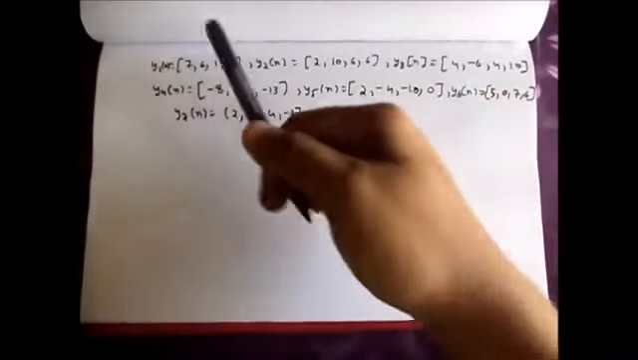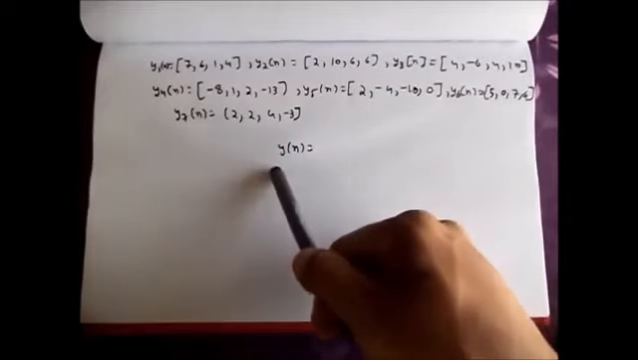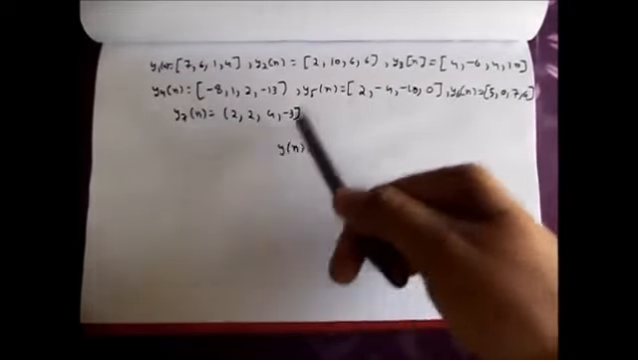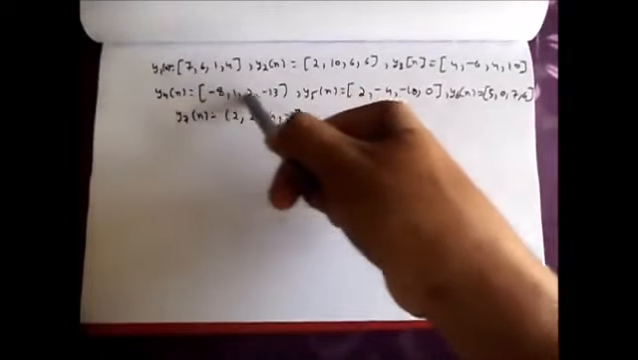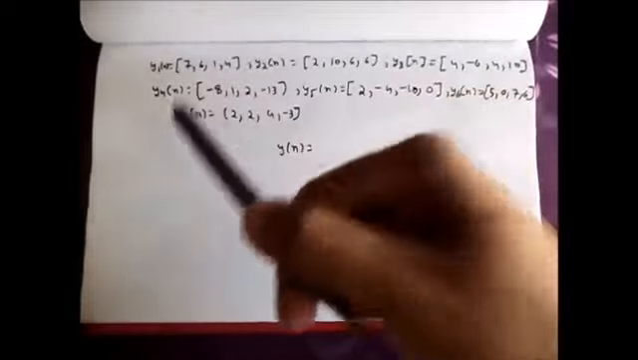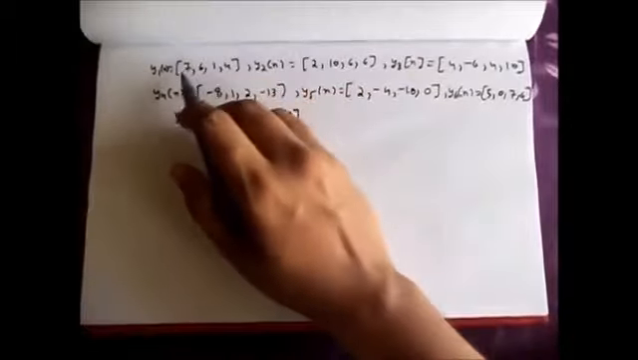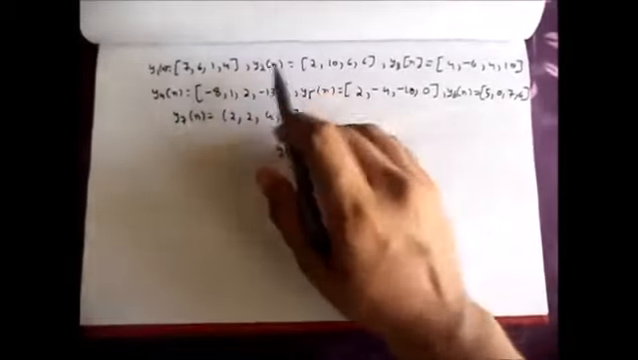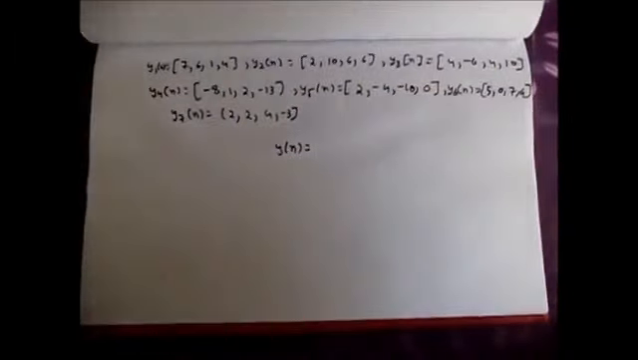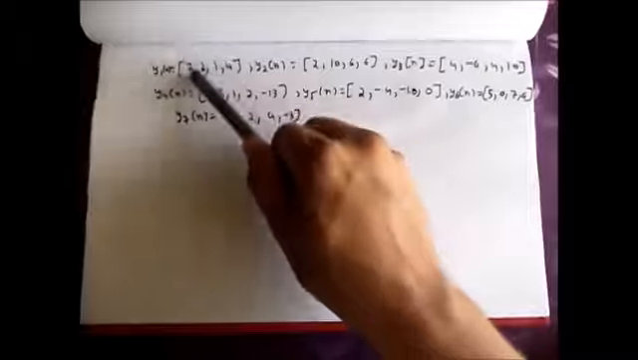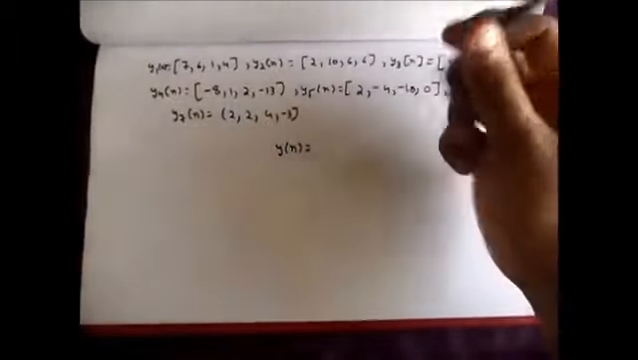Now we have successfully found the output data blocks for each input data block, and now we have to find the final output, that is y of n. So the final output y of n is obtained by discarding the initial m-1 samples from each output data block and then connecting all output blocks one after the other. The value of m-1 in this question was 2. So we will discard the initial 2 samples from each output data block, and we will consider the rest of the samples and join them.